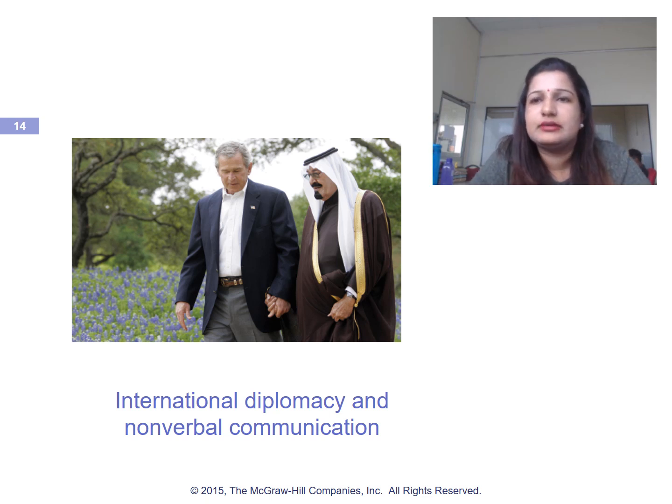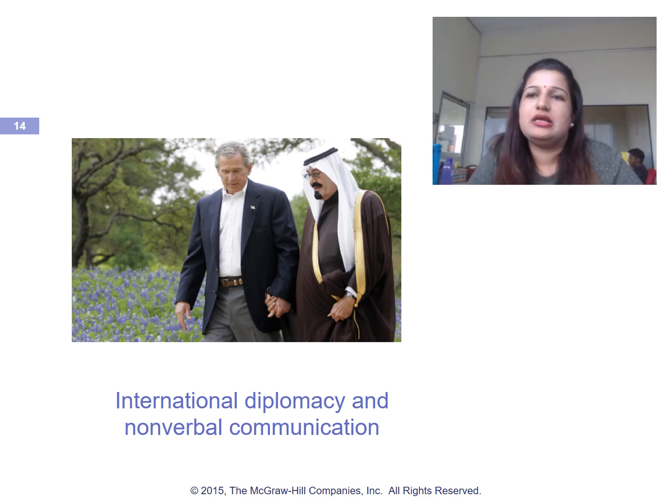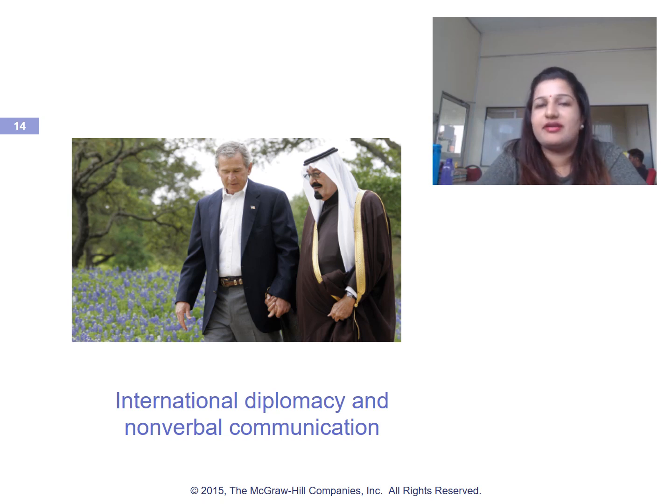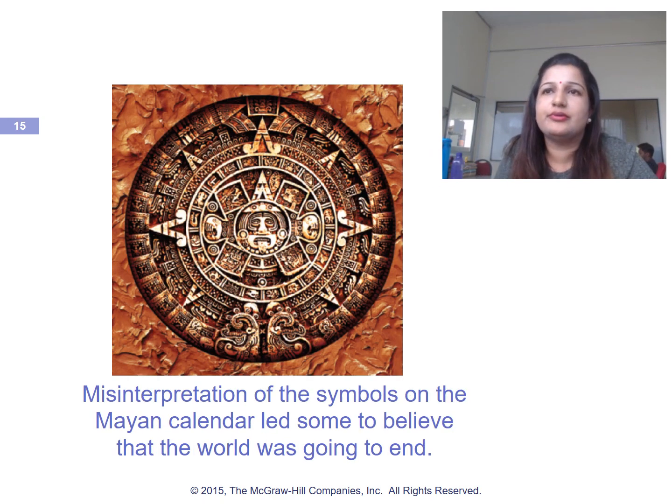Okay. If we take a look at international diplomacy, sometimes they don't really tell you that they are friends. The leader of country A and the leader of country B are actually friends, but with a simple gesture like this, we could see that George W. Bush is holding the hand of the Saudi king, just to show the world, the press, the media, that they actually have a very good bond. Both countries are okay with each other, but very non-verbal in that sense.